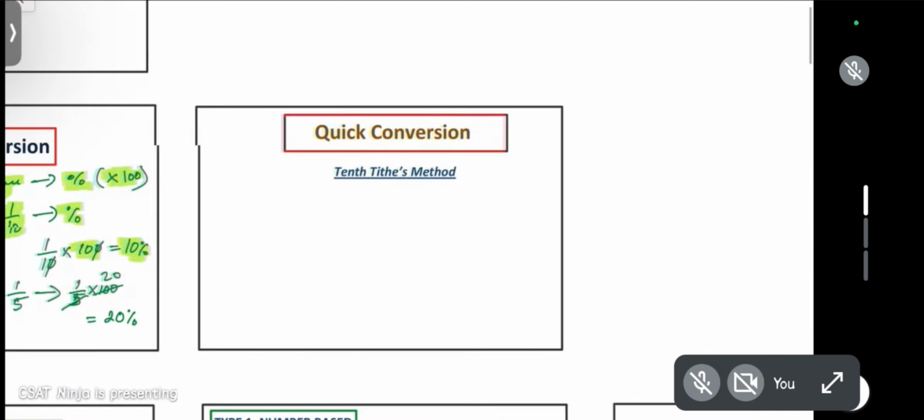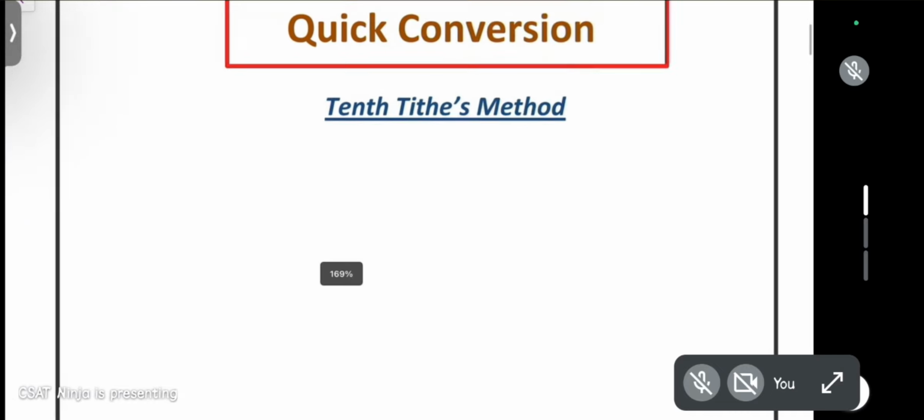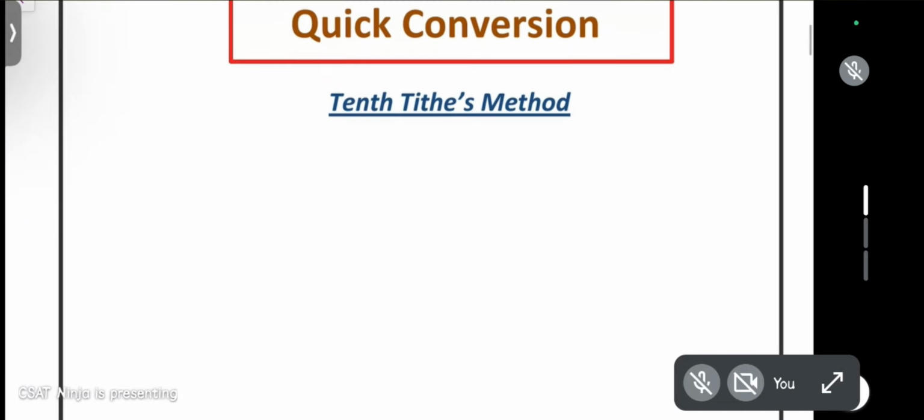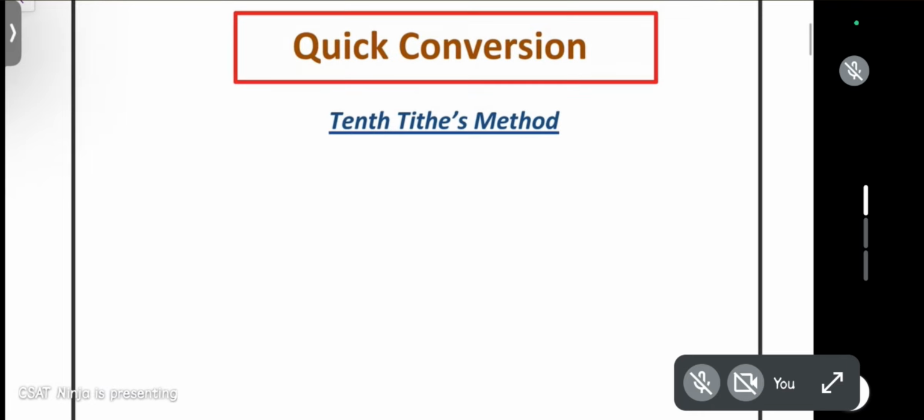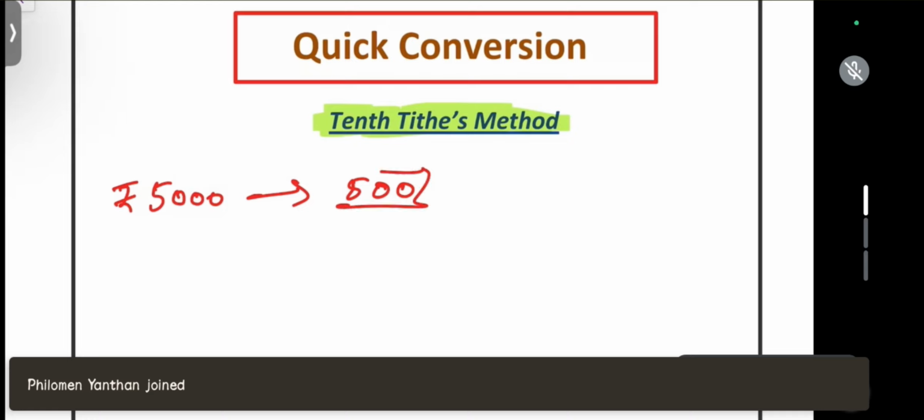Let me give you an idea about a quick conversion rule. I call it the 10 tithes rule or 10 tithes method. As a Christian, whenever we get money, we give 10 tithes, so we are very fast in calculating it. The nearest example: you get 5,000 as your scholarship, then you directly know that you need to pay 500, which is 10%.